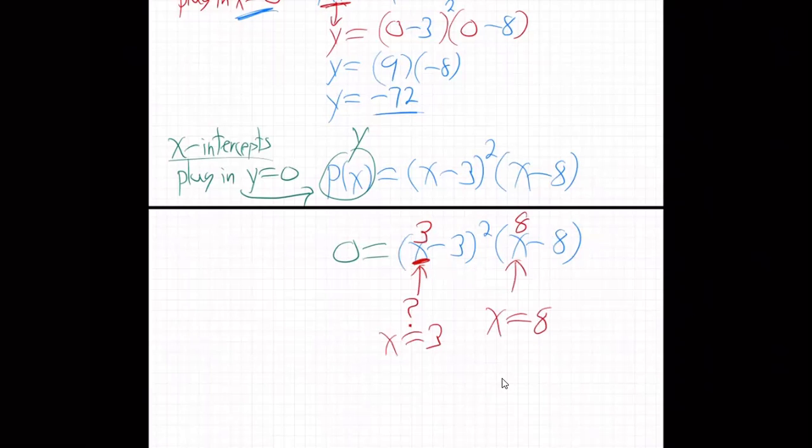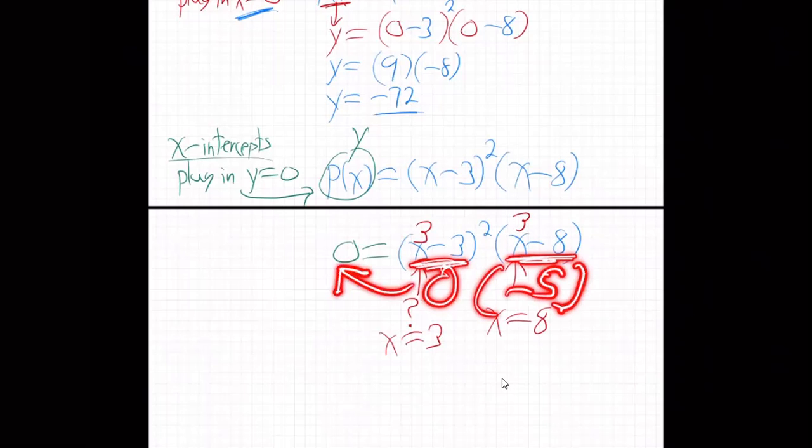Either one. Wait a minute, why? I want to make sure we're clear. For example, if I plugged in 3 in both, because x can only be one thing at a time. So what if I made x 3 in both cases? Well, you see, this part would be 0. 3 minus 3 is 0. Squared is still 0. Times what? Negative 5? What is 0 times negative 5?